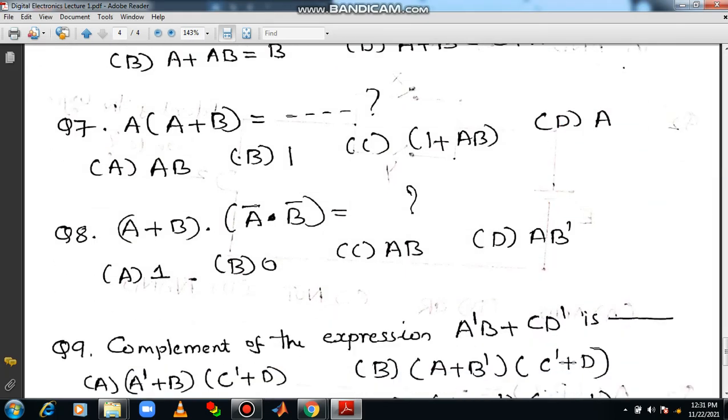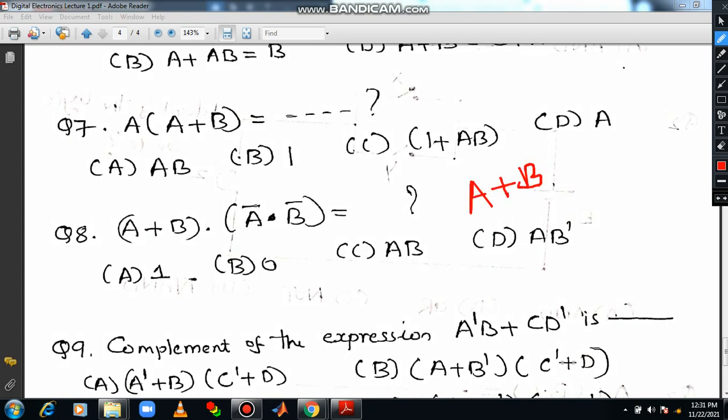Now question number 8. Let us solve question number 8. A plus B dot A bar dot B bar. Now you tell me what is De Morgan's law? According to De Morgan's law, A plus B into A bar dot B bar is equal to, how can we write? A bar dot B bar is nothing but A plus B whole bar, no? A plus B whole bar. Am I right?